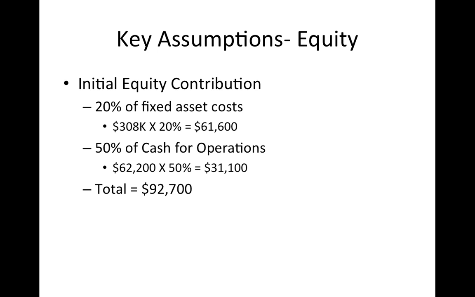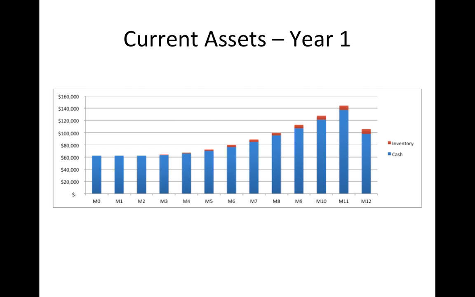Then in terms of equity, again, if we think in terms of that 80% of the fixed assets are financed by debt, the other 20% must come from equity. And so that's $61,600. And then 50% of the cash for operations was financed, so the other 50% has to come from equity. So that's $31,100. So we would need a total equity investment of $92,700 initially.